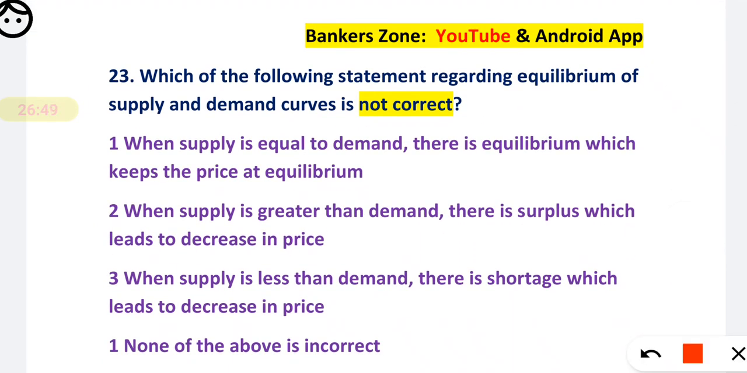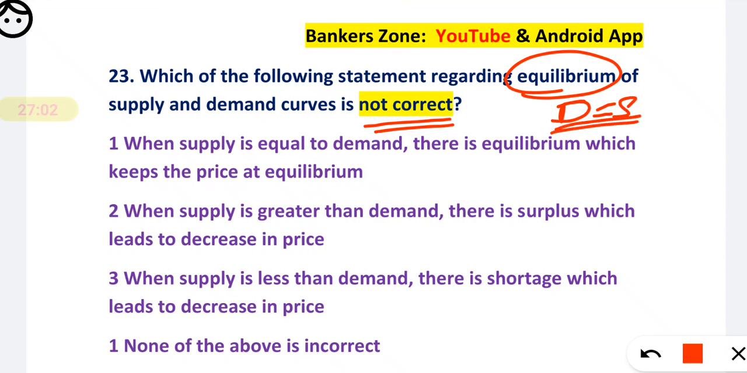Which of the following statements regarding the equilibrium of supply and demand is not correct? Now we have to discuss the equilibrium. What is equilibrium? Equilibrium is a position where your demand is equal to supply. So we have to find which is a false statement. Not correct, that means false, we have to find. First option, when supply is equal to demand, there is equilibrium which keeps price at equilibrium.